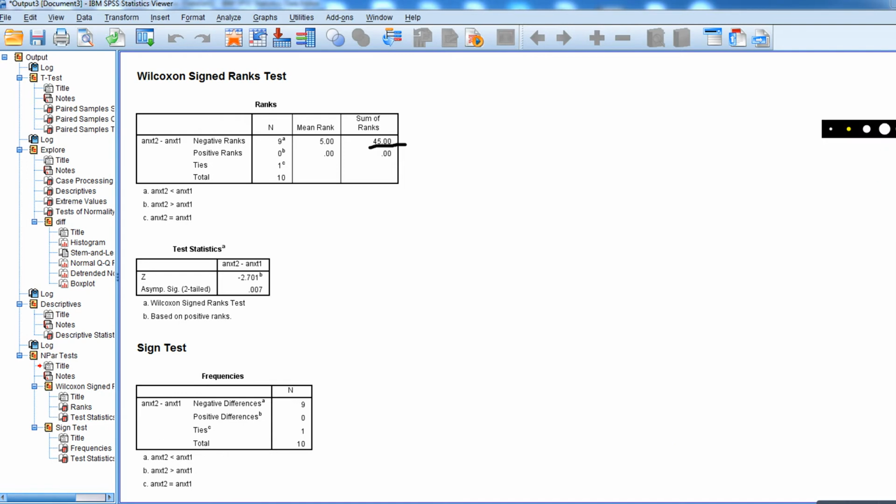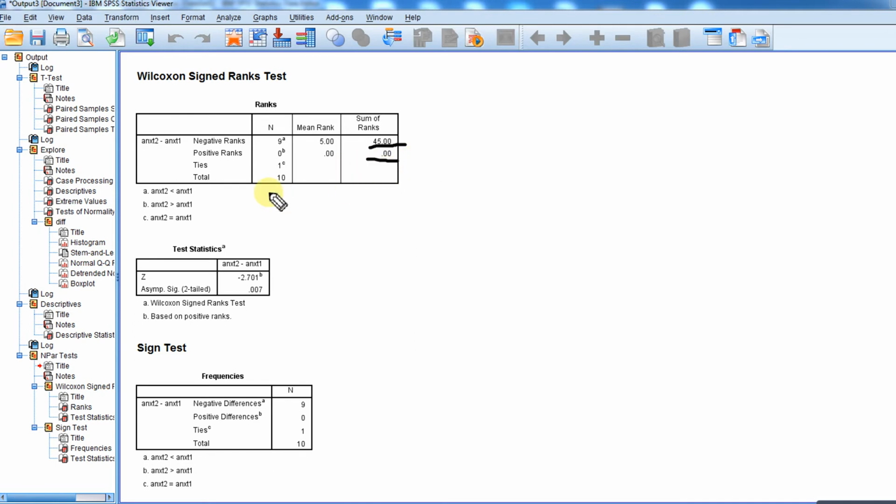And by the same token, you can see with the positive ranks, it happens to be actually 0 in this case. So in our data set, it turned out that it was pretty much uniform change in terms of the sign of the difference, except for one case where there was a tie. A person scored, I believe, a 3 at time 1 and time 2. So there was no difference there, and that was the tie that we see right here.